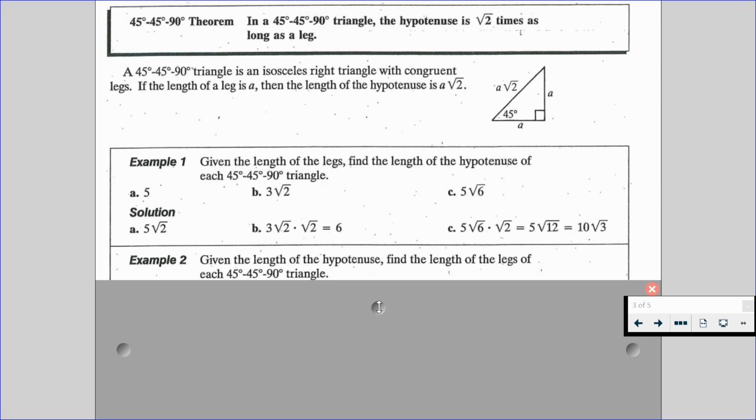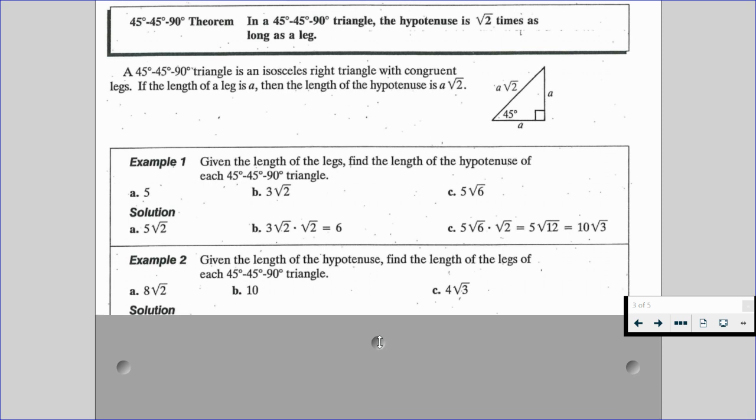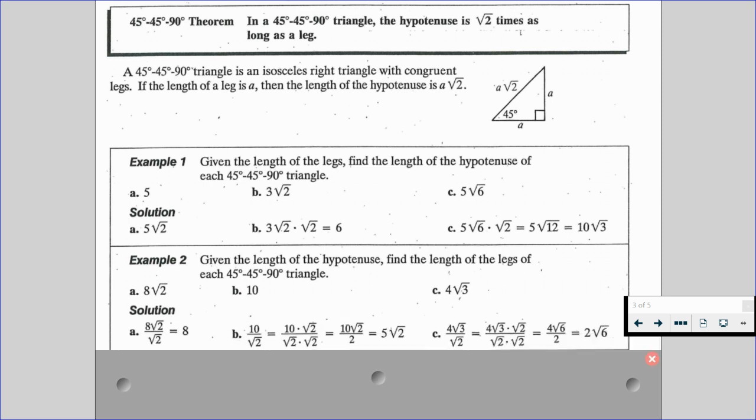But in example number 2, we're given the length of the hypotenuse, and we're asked to find the length of the legs of each 45-45-90-degree triangle. This time, we're going to be dividing by the square root of 2. Now remember, when we divide radicals, we cannot have a radical in our denominator for a final answer. We have to rationalize by multiplying the numerator and denominator by that radical. So for A, we're given 8 root 2, B, we're given 10, and C is 4 root 3. We're going to divide all of these by root 2.